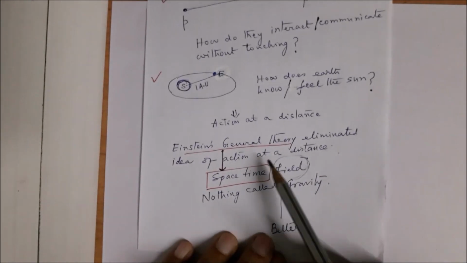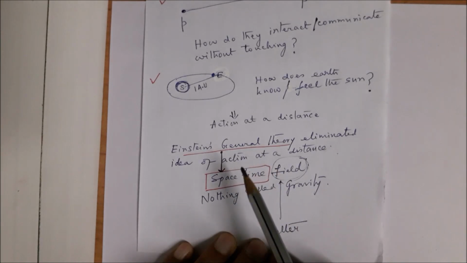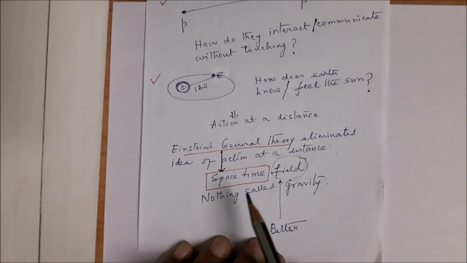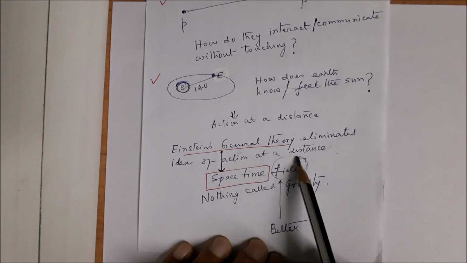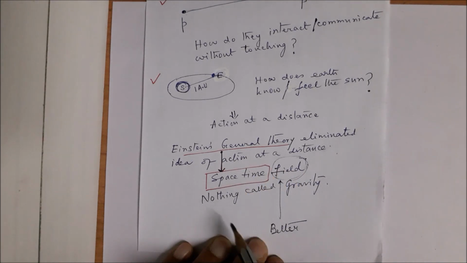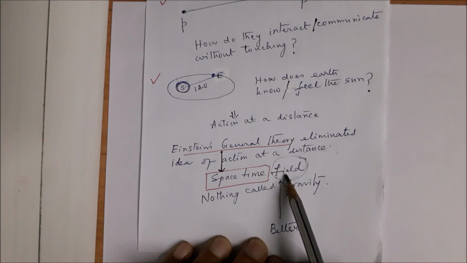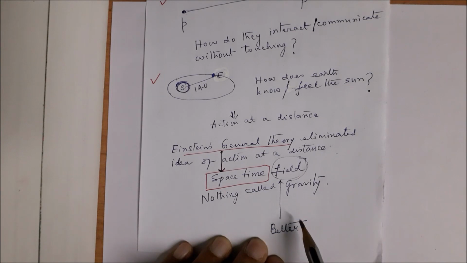Einstein's general theory of relativity addressed this problem and eliminated the idea of action at a distance by replacing space with a space-time field, which is a field that pervades reality, and according to it, gravity is due to bending of the field of space.